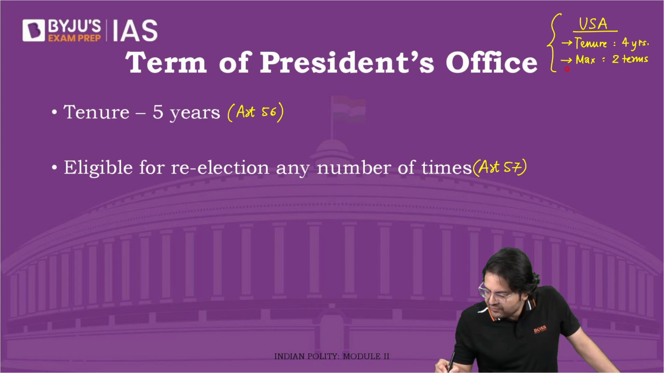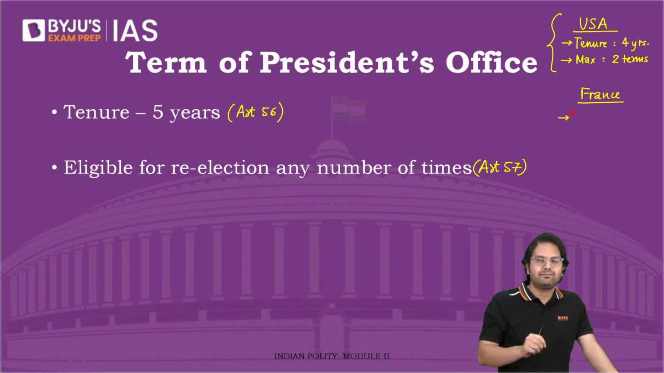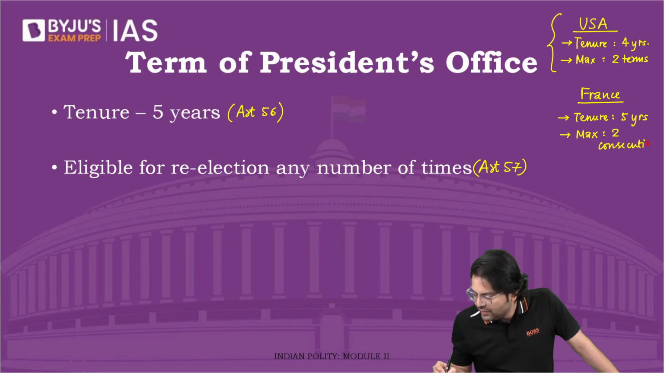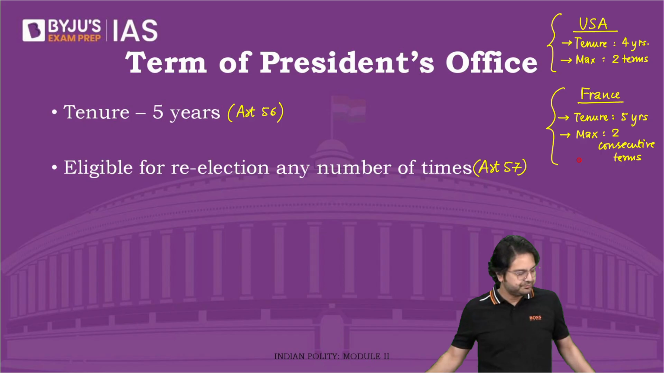If you go to a country like France, in France, by the way, the election of president is direct, unlike in other countries. So in France, the tenure is 5 years and maximum 2 consecutive terms, right? Anyway, just some basic information on a side note.